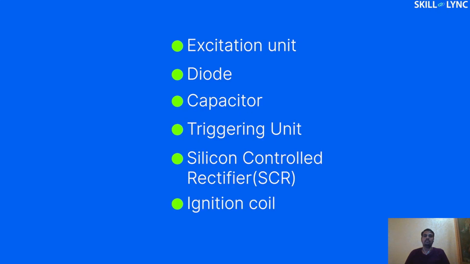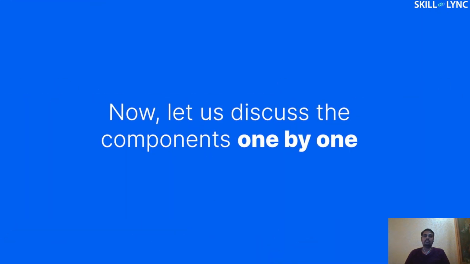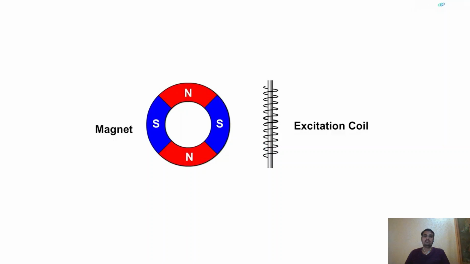an ignition coil, and a spark plug. Now let us discuss these components one by one. The excitation unit consists of a permanent magnet and an exciting coil. The magnet is attached to the flywheel and the coil is wound over a stator. When the magnet rotates, it induces an EMF in the coil.